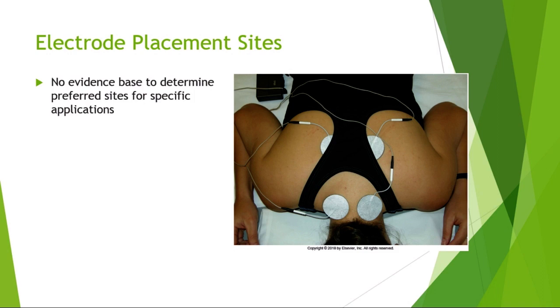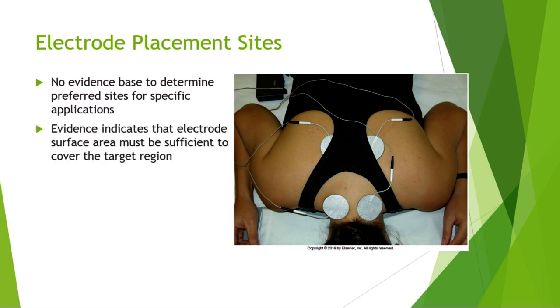So electrode placement: there is no evidence base to determine preferred sites for specific applications. So it is a little bit of trial and error. Sometimes you're trying a sensory level application and you're getting motor twitching, and the thing you need to do is turn off the machine and move the electrode a little bit so you're not on a motor point. There is evidence that indicates that electrode surface area has to be sufficient to cover the target region. So there is evidence about that, but there are no specific preferred sites.